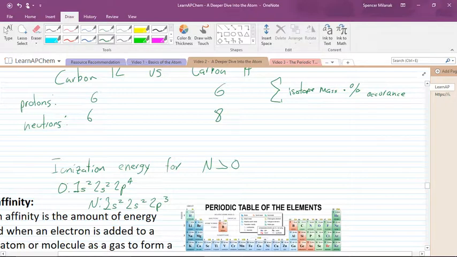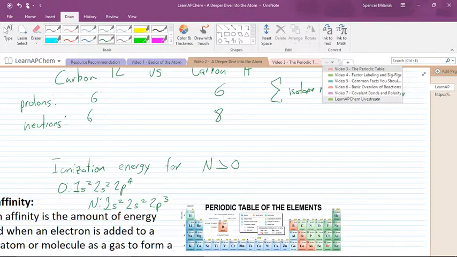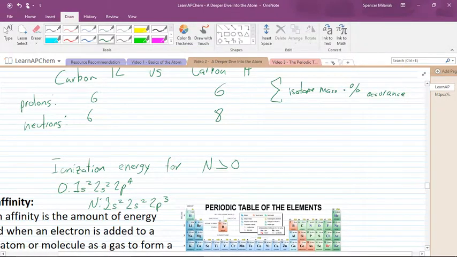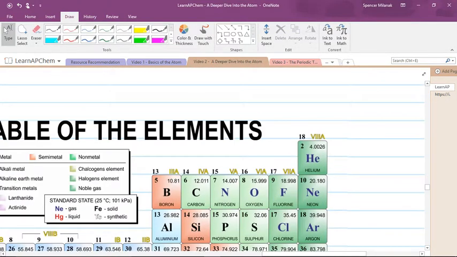So yeah, it's just the mass of the isotope you're dealing with. But yes, you're absolutely right. So isotope mass times percent occurrence, all summed up, will give us our average atomic mass, and that's these numbers here, and that's why they're sort of weird.